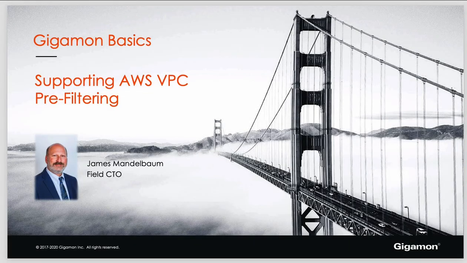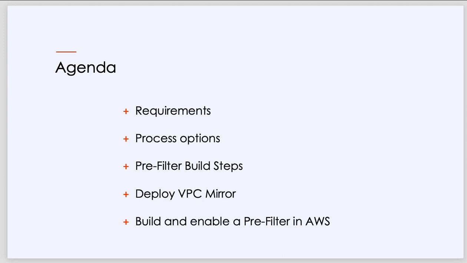Today we're going to cover supporting AWS VPC pre-filtering in Fabric Manager. The agenda: we're going to go through some of the requirements, what our options are, how to build a pre-filter, and the steps. We're going to deploy a VPC mirror, and then we're going to build and enable the pre-filter in AWS through Fabric Manager.